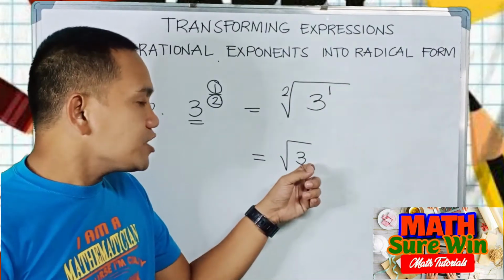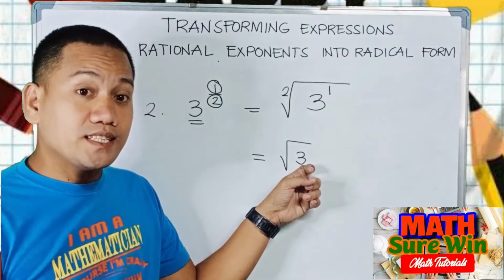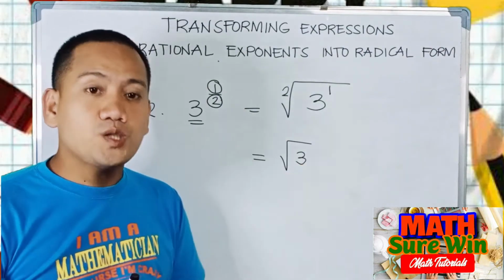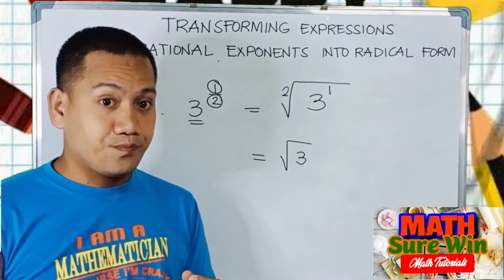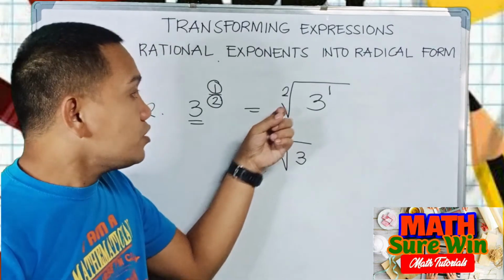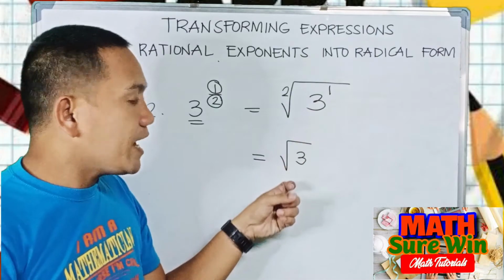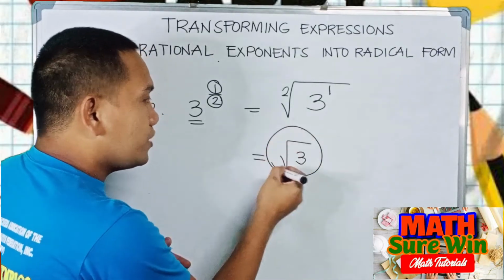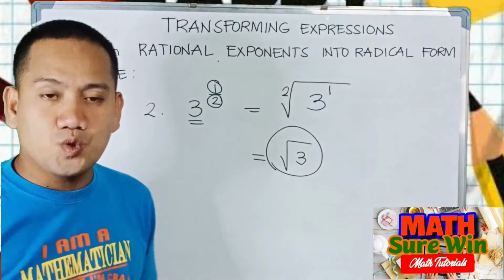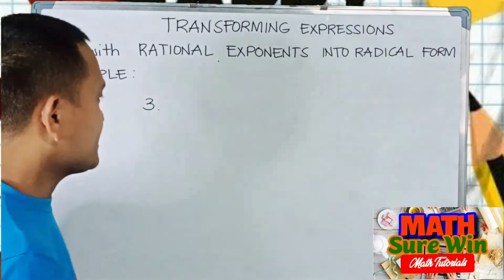And if our expression doesn't have an exponent written on it, it is also understood that there is an exponent of 1. So we can write the square root of 3 raised to 1 as the square root of 3. So that would be the radical form of 3 raised to 1/2. Easy! Let's have the third one.